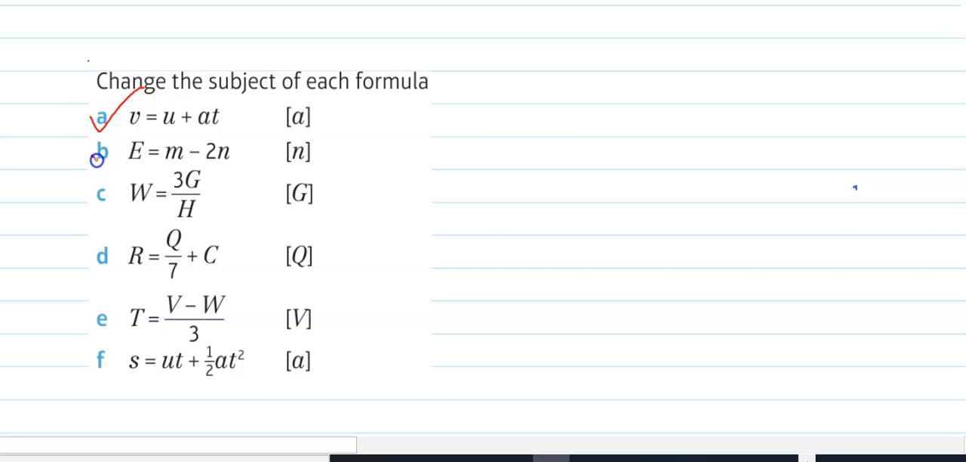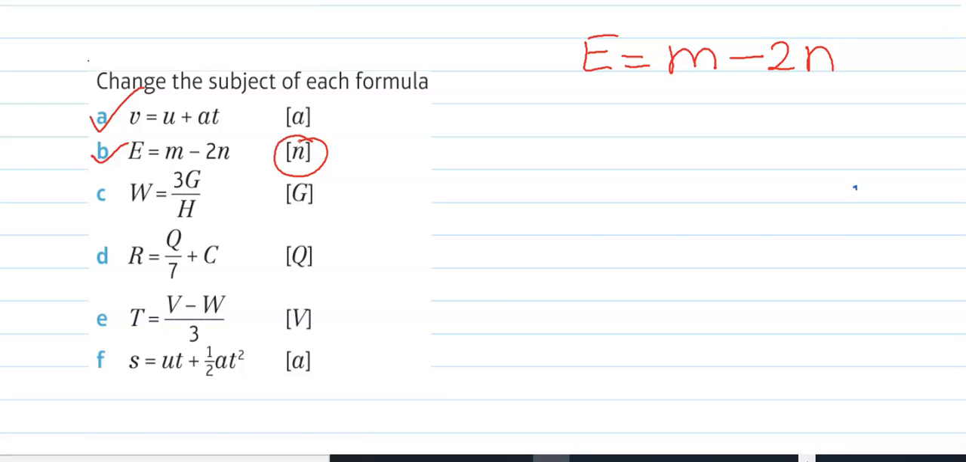Now we are going to solve this: E equal to M minus 2N. So let's write down here E equal to M minus 2N. What do we need to make the subject here? N. So how can we make N alone, either on the left hand side or right hand side? Okay, so let's see who are the troubling terms here. How can we get rid of them? Here is plus M and minus 2.